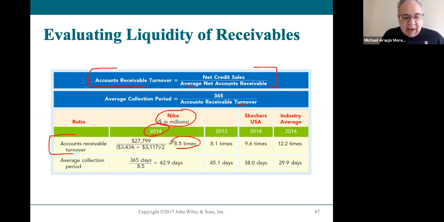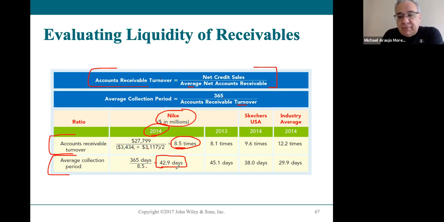That means that Nike is collecting 8.5 times a year. Well, that's well below 12. So Nike is just not keeping up with their collections very well. Now that we know that it's 8.5 times a year, we can put that 8.5 under 365, and it'll tell you that Nike collects their receivables every 42.9 days, so roughly every 43 days. Well, you want to get paid every 30 days. Here, you're waiting roughly 43 days.